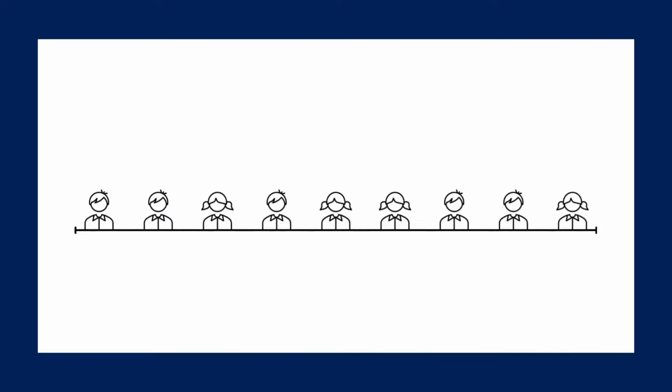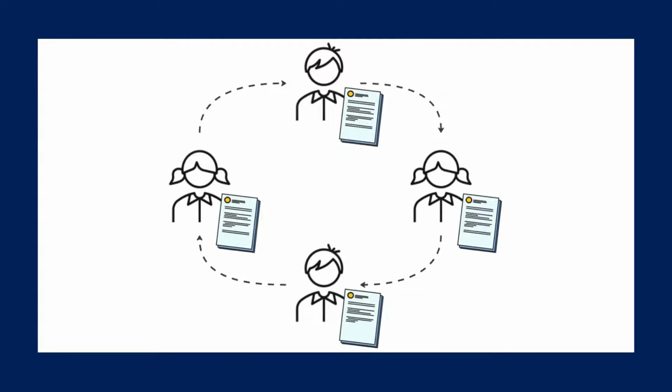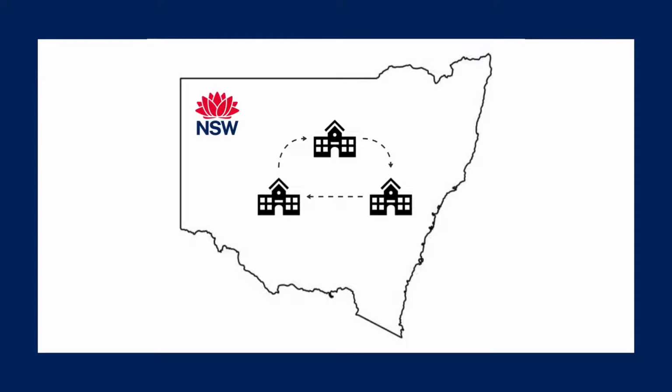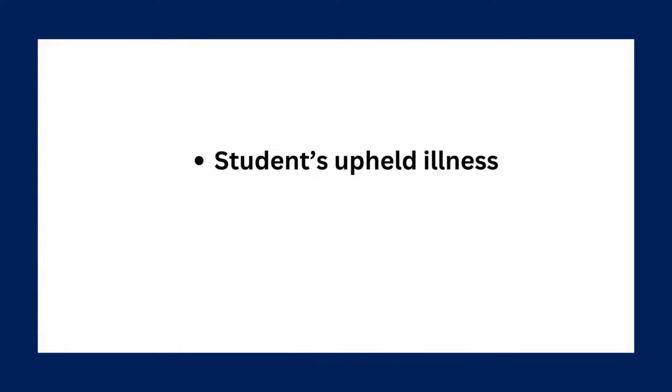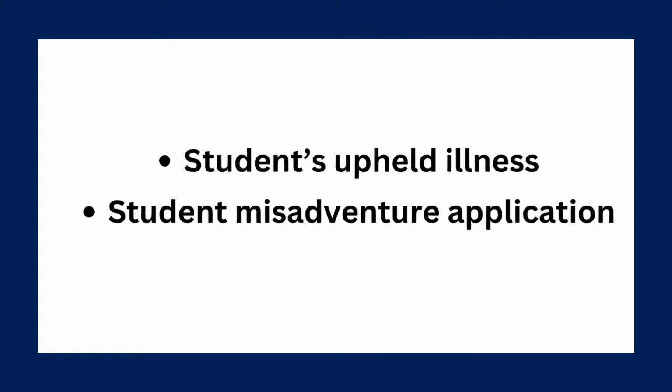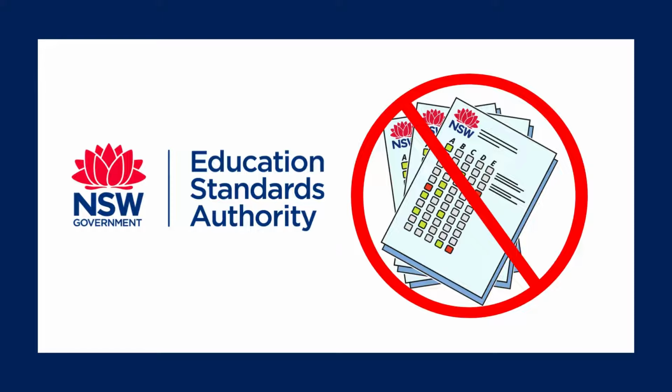This retains the group's rank order and the relative gaps between students, so your assessment mark can now be compared with other students at other schools across the state. To protect a school group from atypical HSC exam performances, such as a student's upheld illness or misadventure application, NESA disregards those HSC exam marks when working out these adjustments.